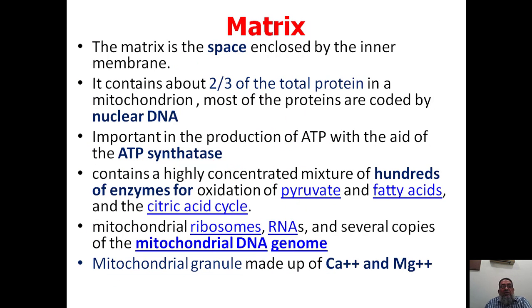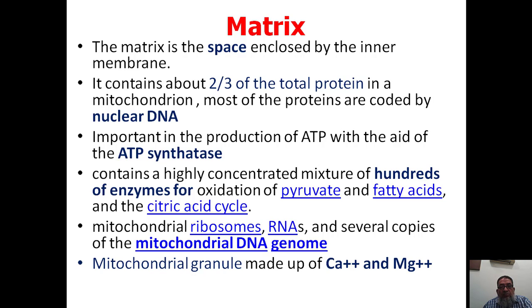Now, what is the matrix? The matrix is the space enclosed by the inner mitochondrial membrane. You have already seen in the previous slide that the matrix is the space inside the inner mitochondrial membrane. It contains enzymes and all the proteins concerned, coded for by both mitochondrial as well as nuclear DNA.